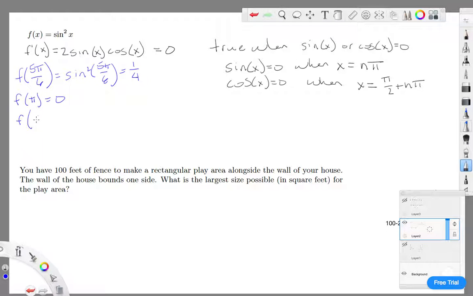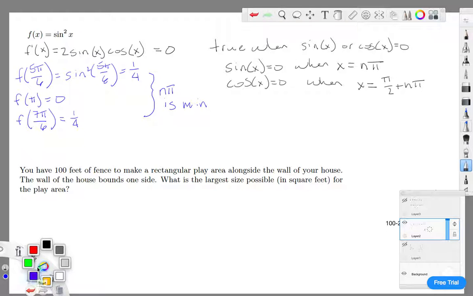Continue on, we'll move to the right of pi, we just go 1/6. It's just an easy number. F of 7 pi over 6 is equal to 1/4. And so we see that f of pi is a local minima. Right, so n pi is a minimum.